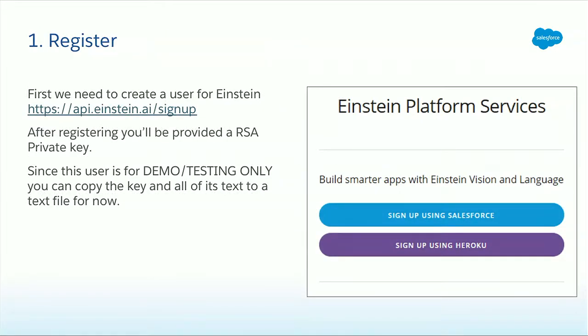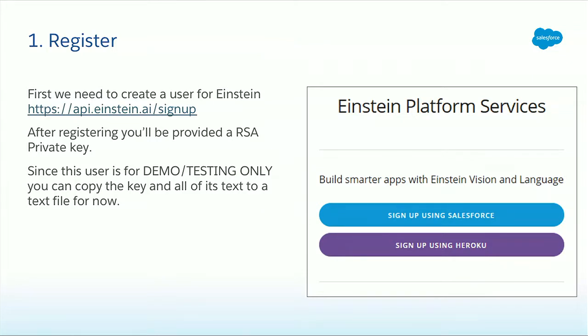So now we're actually ready to get started with Einstein. What I'm going to do is go to api.einstein.ai/signup. You're going to be prompted to log in with Salesforce or Heroku. You could set this up in your company's sandbox, a developer org, wherever you want to do this. It's going to prompt you to log in. What you're going to get back from that is an RSA private key.